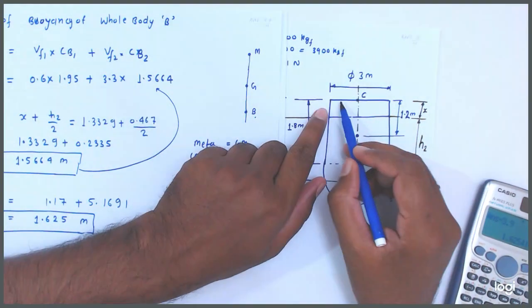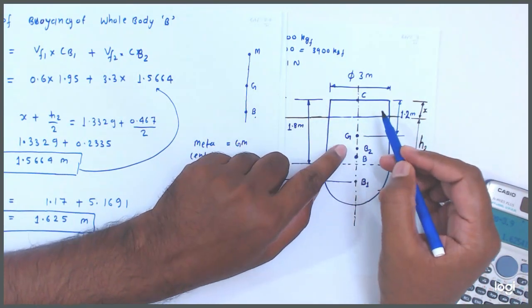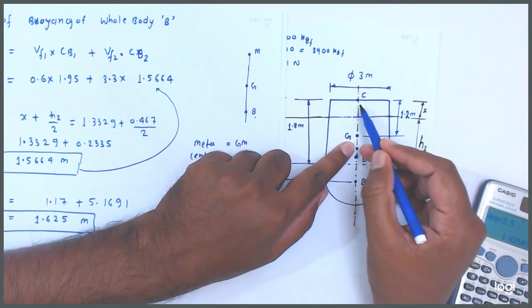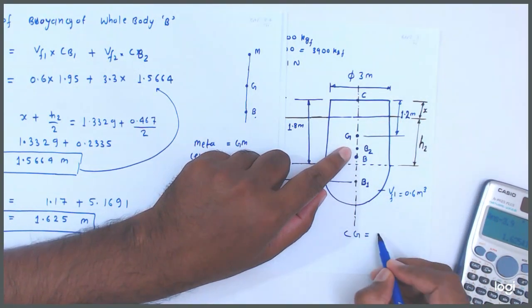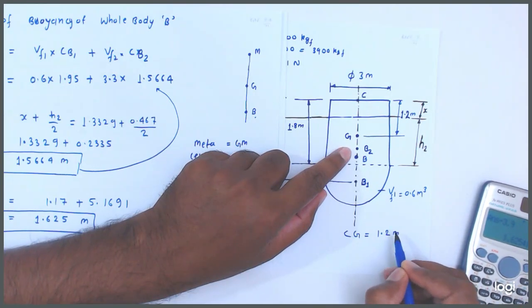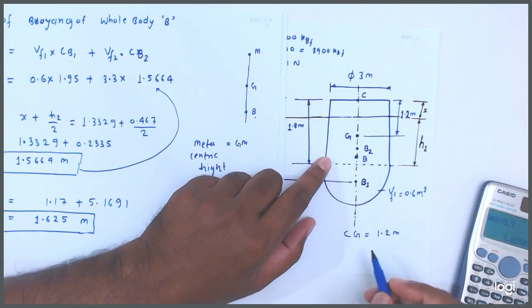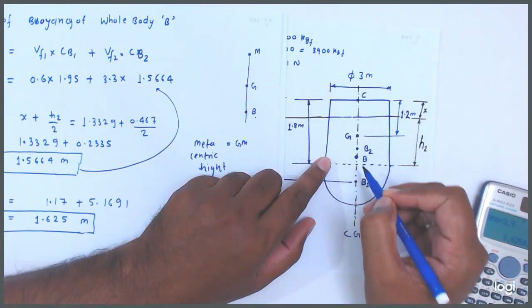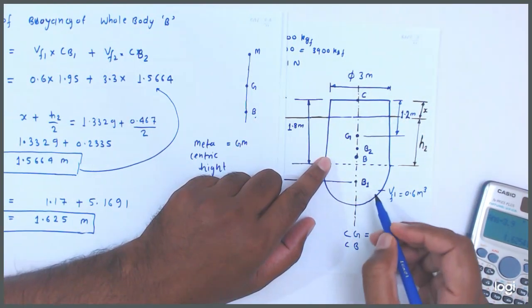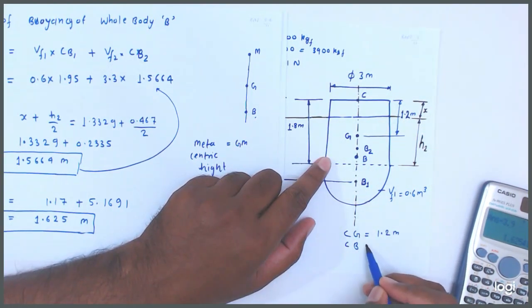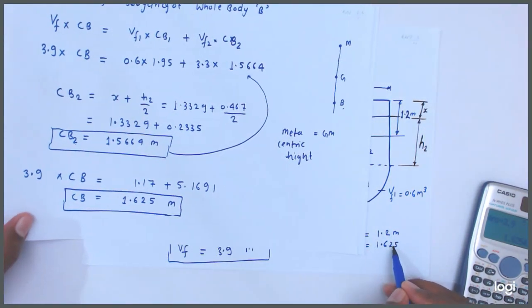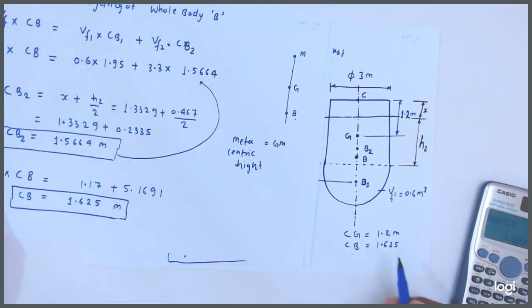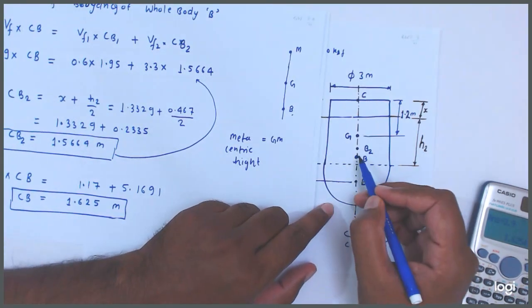So friends, you see here one more point. We are calculating from the top of the cylinder, correct? So from the top of the cylinder, the distance CG, the center of gravity from the top surface, is equal to 1.2 meter, correct? And CB, the center of buoyancy of the whole body, is equal to 1.625.